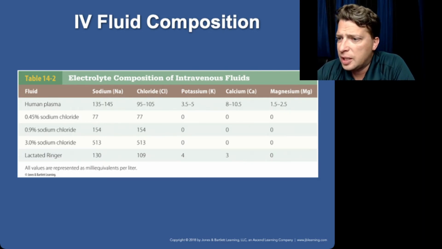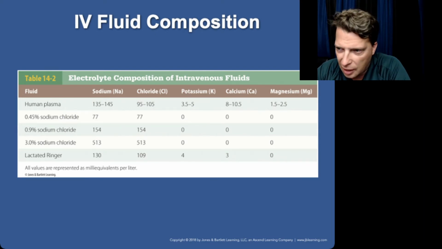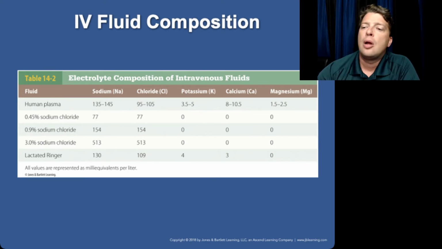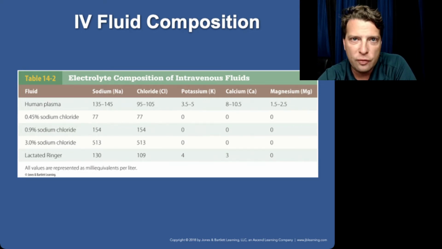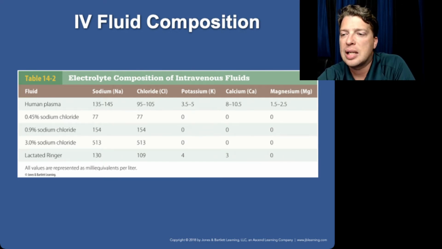It's another 15, and then 1.5 to 2.5 magnesium. Whereas sodium chloride doesn't have any of that, and that's why even at 154, it's above the 145 of our plasma, it's still isotonic because it doesn't have those other electrolytes as well.